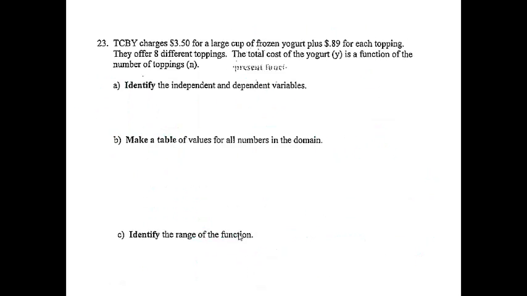TCBY charges $3.50 for a large cup of frozen yogurt plus 89 cents for each additional topping. They offer 8 different toppings. The total cost of the yogurt, Y, is a function of the number of toppings. Identify the independent and dependent variables. Which do I get to pick? Well, I definitely get to pick how many toppings. So the independent is going to be the number of toppings I decide to put on my yogurt. And the dependent, what depends on how many toppings I choose? Well, of course, the total cost is going to depend on how many toppings I choose.